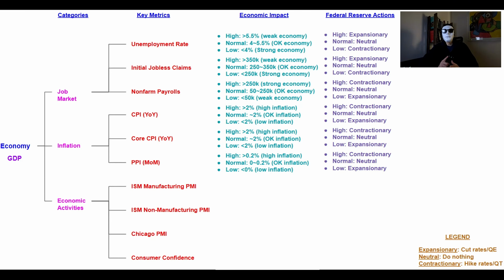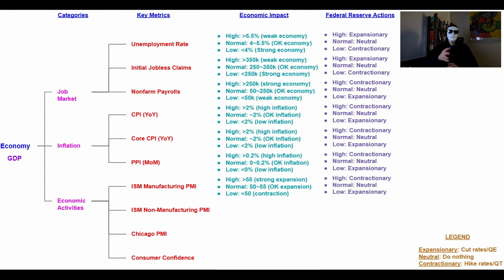Now, on the economic impact and the Federal Reserve's actions, with the number 50 being the neutral state, we can generally assume that any number over 55 means a strong expansion in the economy, while any number below 50 is a contraction in the economy. Now, on the Federal Reserve's actions, if the number indicates a strong expansion, the Fed will try to cool down the economy with a contractionary measure, and vice versa. Okay, moving on to ISM non-manufacturing PMI.